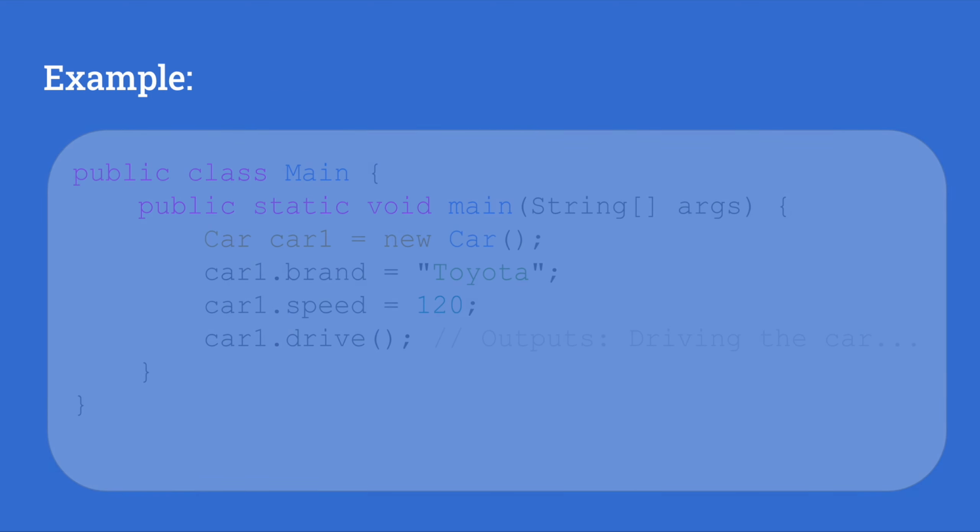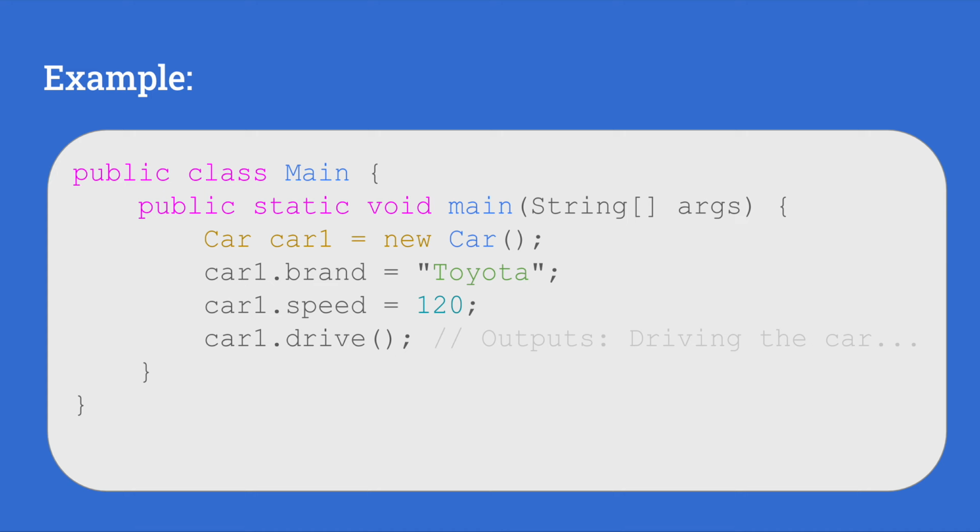For example, we are using a public static void main, our main method in the Car. Here we are using car1, so here is the object. Car1 is the object of the Car class. The new keyword is used to create a new object of a car. Then we call any method or attributes using the object. So here we use the car1 object dot brand name and the speed, and here we call the method of the Car class. So here is the output of driving the car.